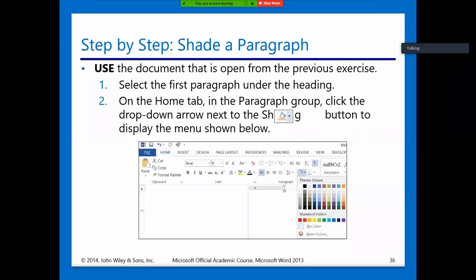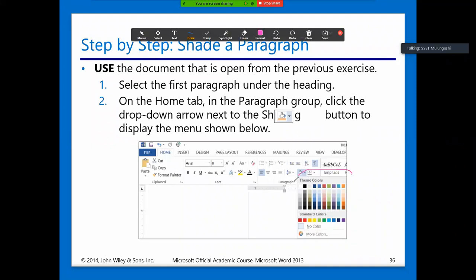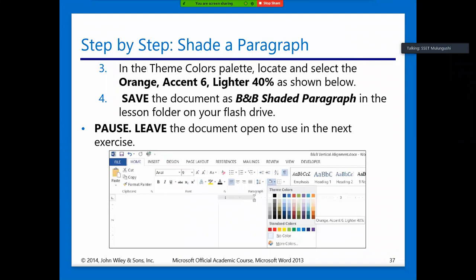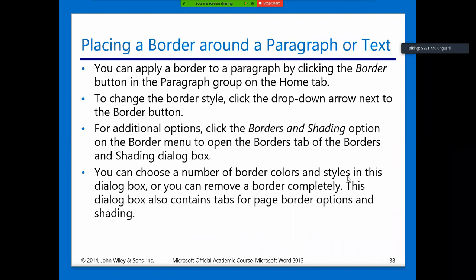When you select that button, you should see this drop-down menu that allows you to pick predefined theme colors, or the ones listed under Standard Colors, or you can pick More Colors when you want to define your own colors. After that, we locate a color called Orange Accent 6, Lighter 40% as shown below, and this will allow us to shade our paragraph.